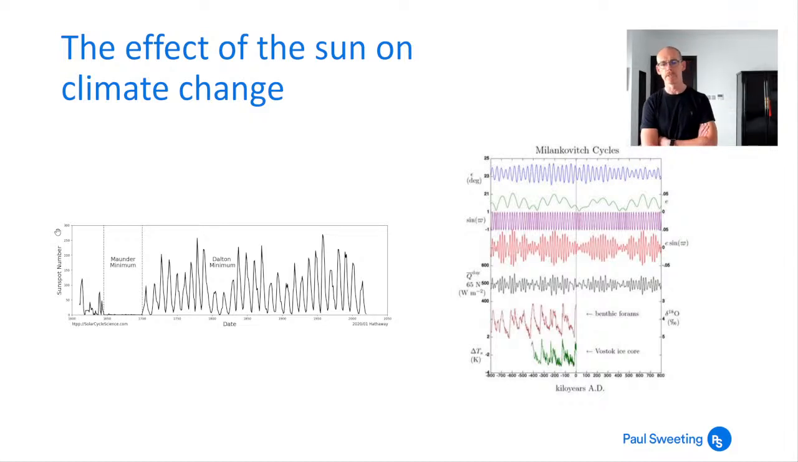Now, one thing which some people talk about is the possibility that greenhouse gases aren't the culprit, that global warming is more about the effect of the sun on climate change. They talk about things like sunspots and even things like Milankovitch cycles. Now, Milankovitch cycles are very interesting and probably do have some kind of impact.